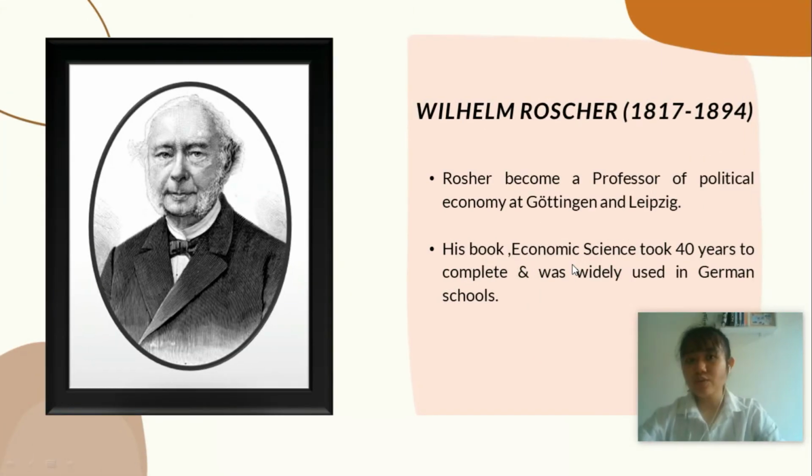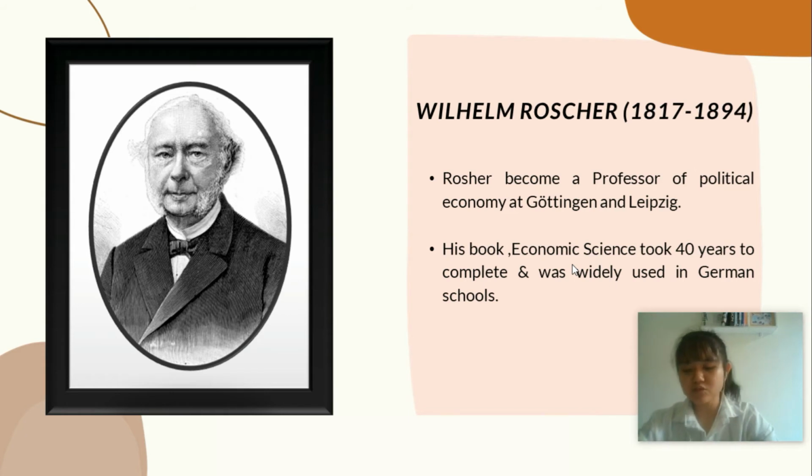Okay, so now I will present about Wilhelm Roscher, who was born in 1817 and died in 1894. He was one of the older historical school, which wanted to supplement classical theory, whereas the younger school wished to supersede it entirely with historical studies and policy considerations.